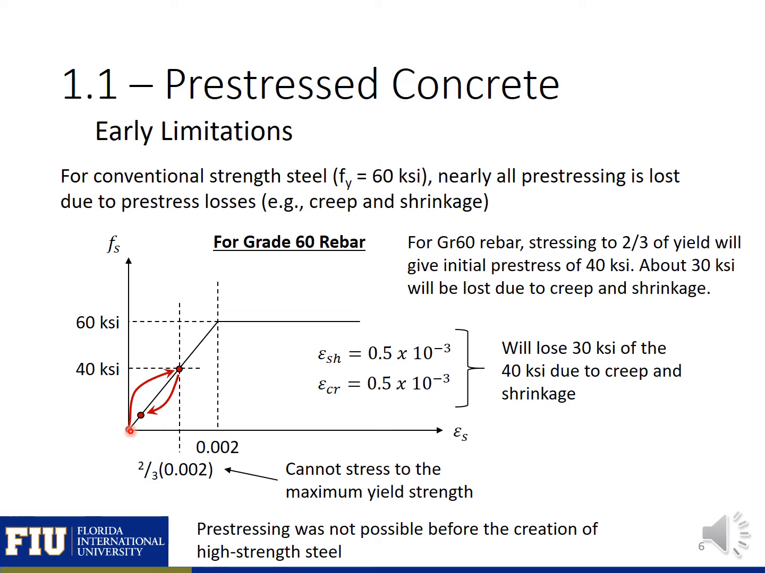If you pre-tensioned the reinforcement to about 40 ksi, so about 2/3 of the yield stress, after you take into account creep and shrinkage, about 30 ksi of that 40 ksi would be lost because of the creep and shrinkage. So essentially all the work that you put in to prestress that reinforcement would be lost after creep and shrinkage happened. So prestressing really wasn't possible or practical before the creation of high-strength steel.